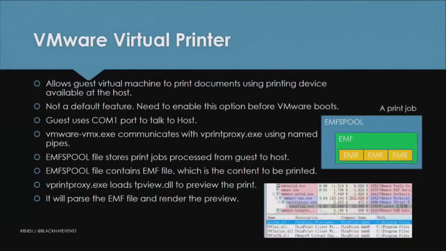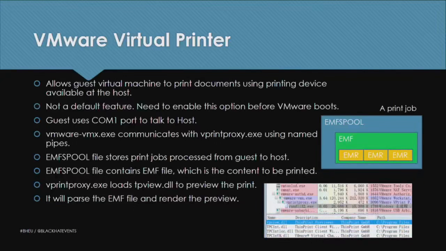VMware Virtual Printer is a feature that allows a guest virtual machine to print documents by using the available printers on the host. Considering some security reasons, it is not a default feature on VMware Workstation. Users should enable this feature in the VMware Preferences menu before booting the virtual machine. The guest virtual machine uses the COM1 port to talk to the virtual print proxy on the host.